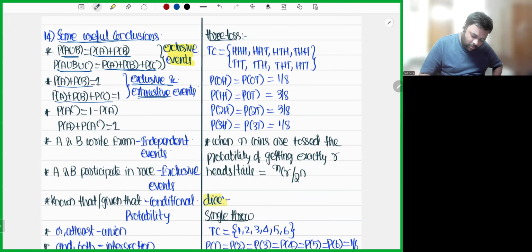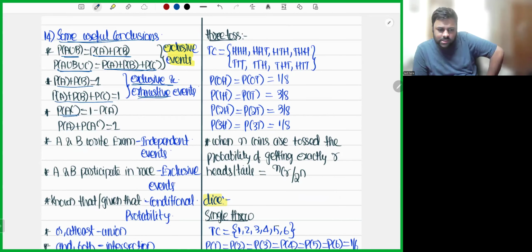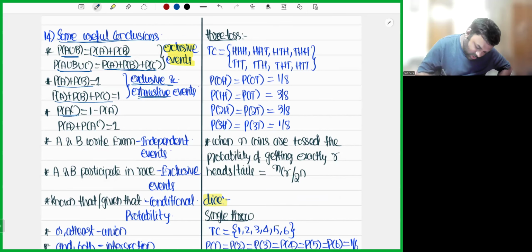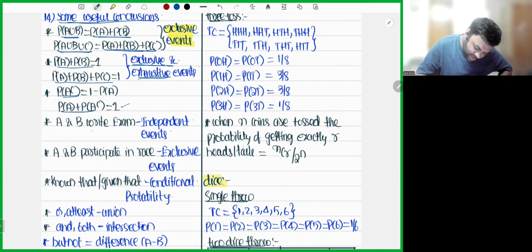Next, P of A complement. What is A complement in sets? Obviously, sir, universal set minus A. But since we are doing probability, what is the probability of universal set or sample space? Obviously 1. So P of A complement will be 1 minus P of A. Okay. Next. So if I take P of A to the left side, P of A plus P of A complement is 1.